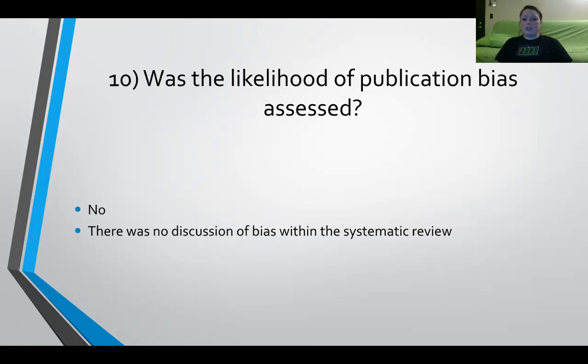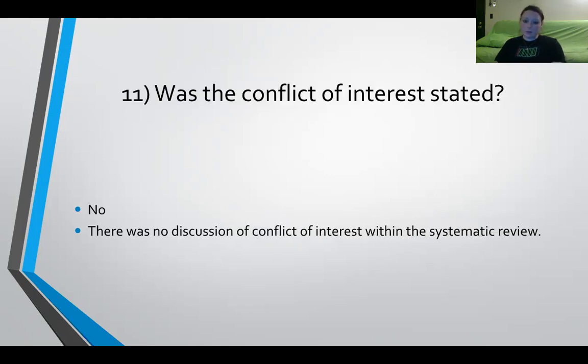Was the likelihood of publication bias assessed? No, there was no mention or discussion of bias within the systematic review, so I said no for this one. And no conflict of interest was stated, so I said no for this criterion as well. So it was hard to tell if there was any conflict of interest going on behind the scenes. And that's it for the AMSTAR.